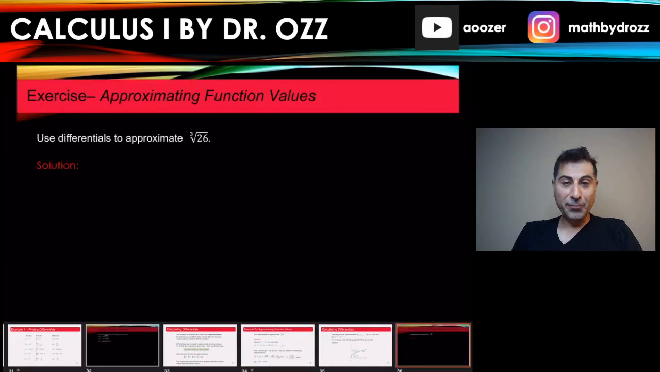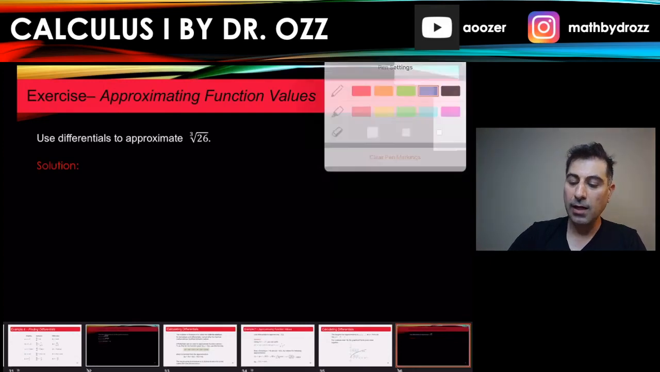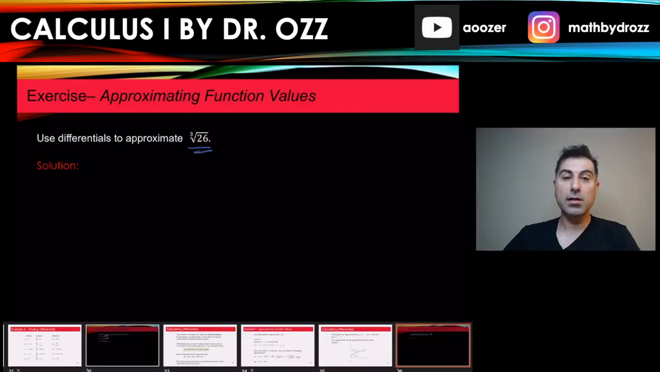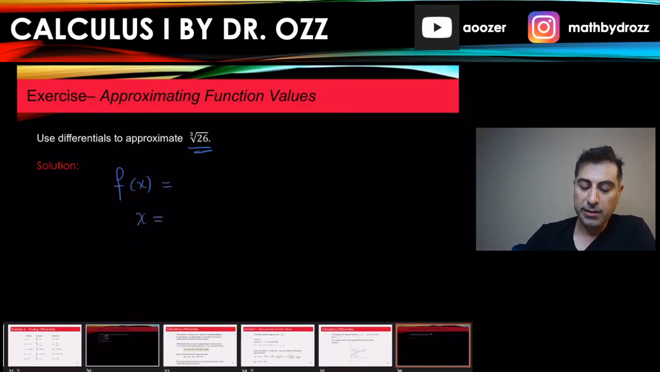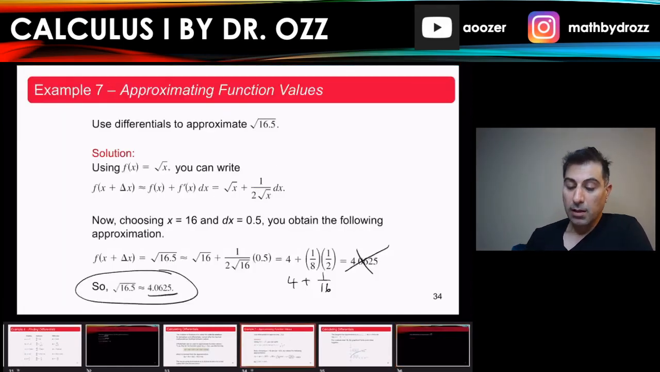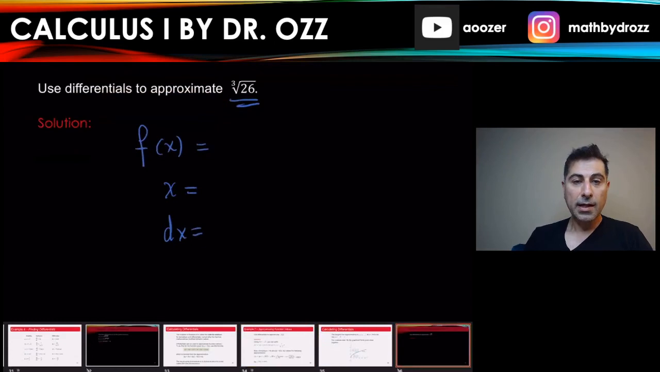All right, a good exercise for you to work on right now. You can pause the video, but try to approximate the cubic root of 26 by using the idea that we just talked about. You're going to look at three things: you're going to tell me what f of x is, what x is, and what dx is. And then the calculations are pretty similar. You can mimic the calculations in this example. I'm going to leave this as an exercise and I'm not going to show you the solution.